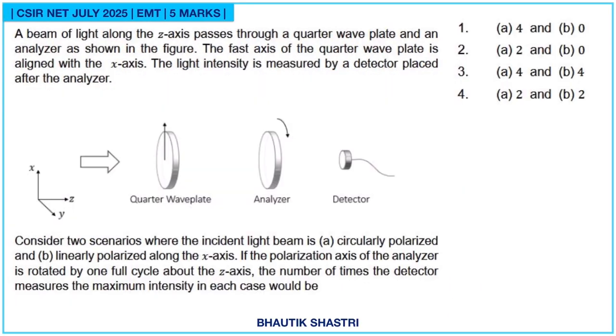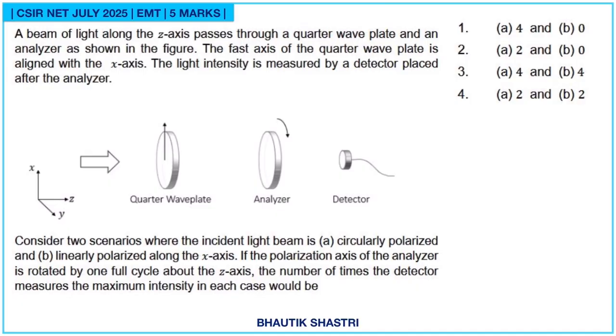Next question. A beam of light along the z-axis passes through a quarter wave plate and an analyzer as shown in the figure. The fast axis of the quarter wave plate is aligned with the x-axis. The light intensity is measured by a detector placed after the analyzer. Consider two separate scenarios where the incident light beam is circularly polarized and linearly polarized along the x-axis. If the polarization axis of the analyzer is rotated by one full cycle about the z-axis, the number of times the detector measures the maximum intensity in each case would be.